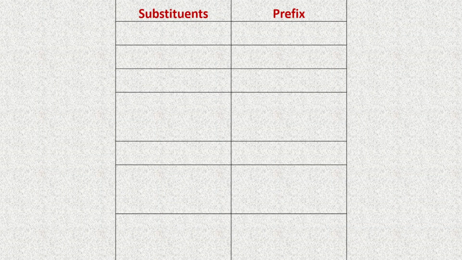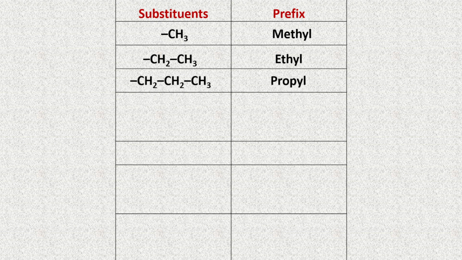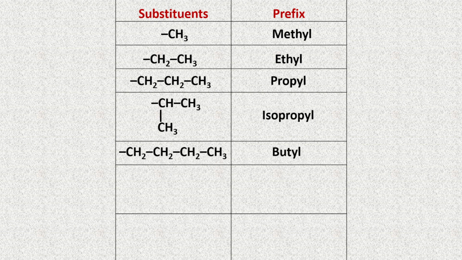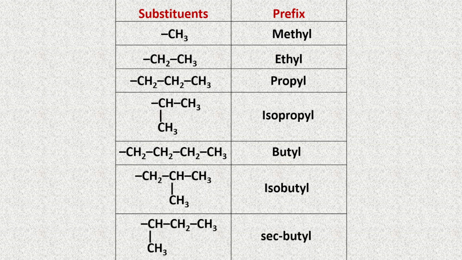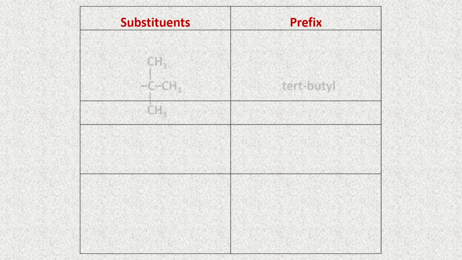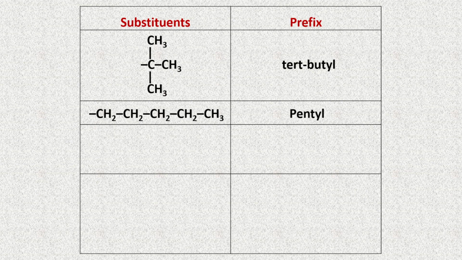Here I have tabulated some commonly used prefixes. CH3: the prefix for CH3 is methyl. CH2CH3, ethyl. CH2CH2CH3, propyl. You can have a look at the other prefixes for saturated aliphatic substituents, or you can also pause the video for other substituents which are commonly used.